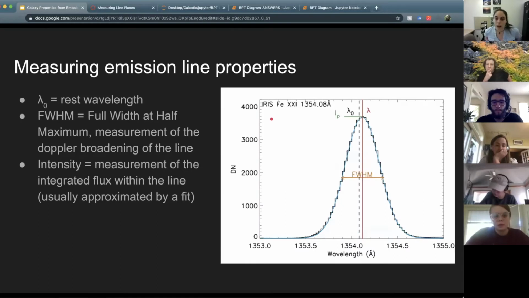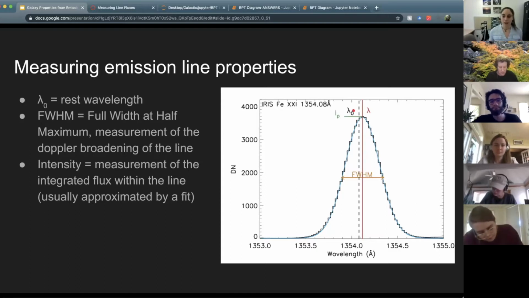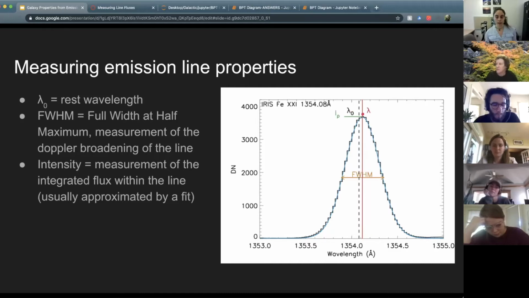Once we do fit our emission line to a Gaussian, there's a few different properties we might be interested in. The first thing to think about is the difference between the rest wavelength, lambda naught, and the actual observed wavelength, because pretty much every single galaxy in the universe, with a few exceptions like Andromeda, is moving away from us because of the expansion of the universe. We expect every emission line in a galaxy to be redshifted. So we can use the difference between the rest wavelength and the observed wavelength to find how fast a galaxy is moving away from us.